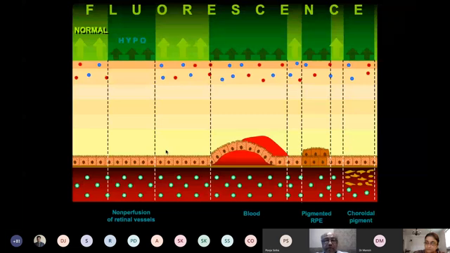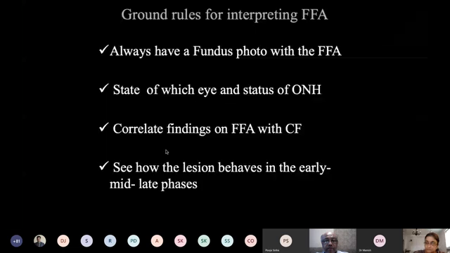Now, these are some of the ground rules which I always highlight to my fellows. One is that never ever in your practice just start reading up a fundus fluorescein angiography. You must always have a color fundus photograph by the side of FFA frames, because it is based on comparison with your color fundus photograph that you are going to decide what kind of hyperfluorescence or hypofluorescence you are dealing with. It is absolutely unacceptable to start commenting on your FFA films without comparing it with a color fundus photograph.